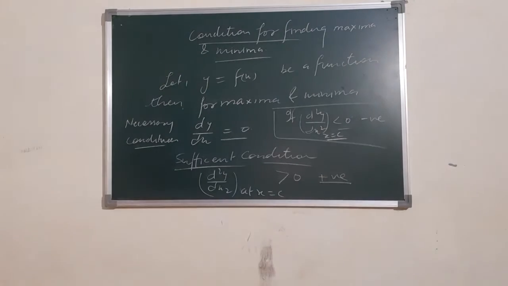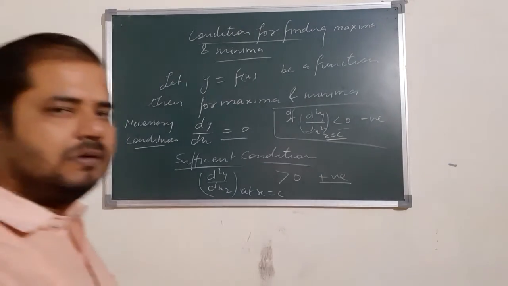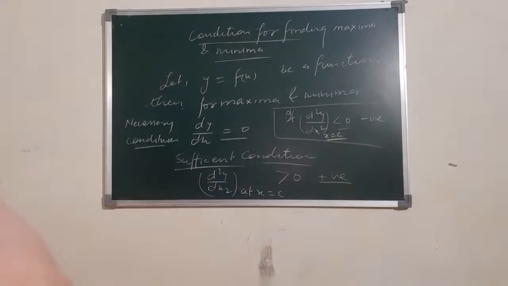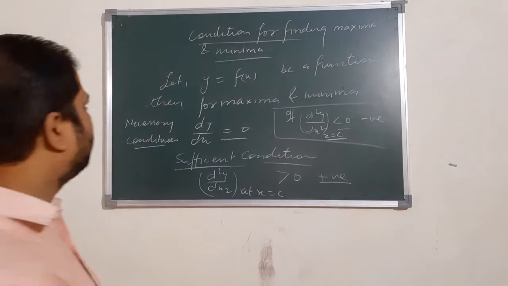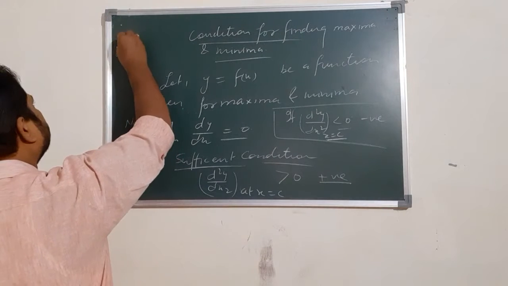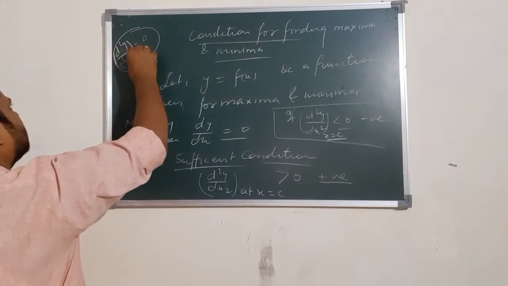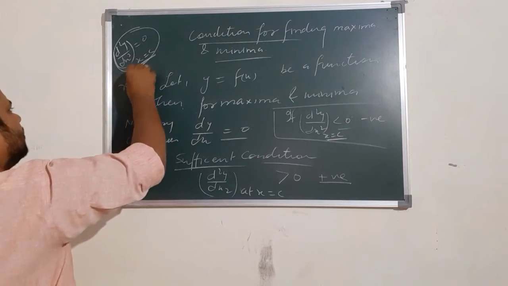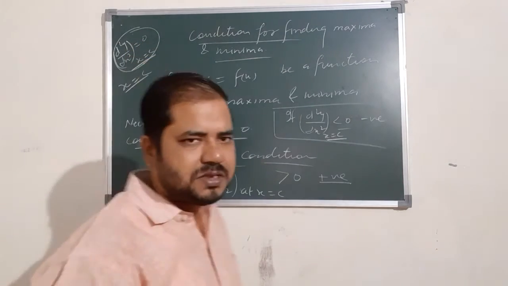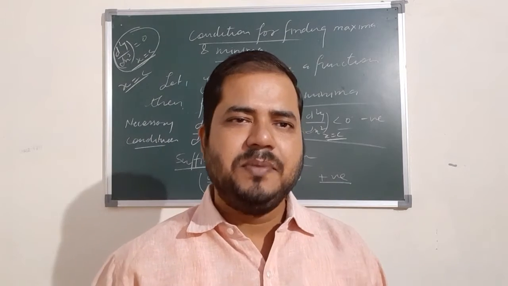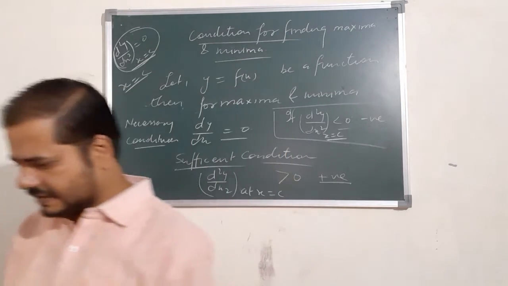And then the first order derivative test. And one more point also: if d2y over dx2 is equal to 0 at x equals c, then x equals c is neither a point of maxima nor a point of minima. That means the test fails.